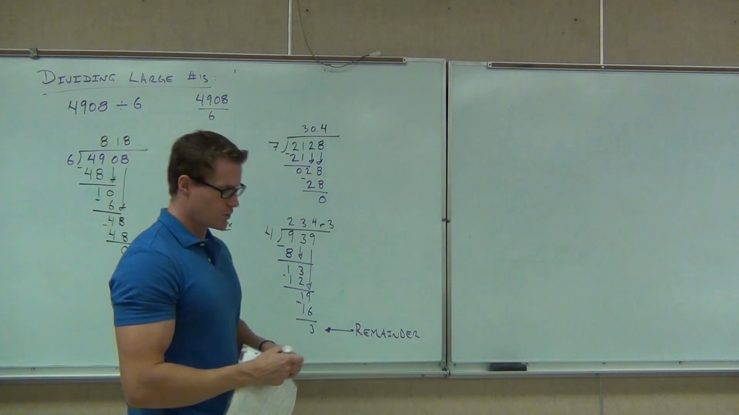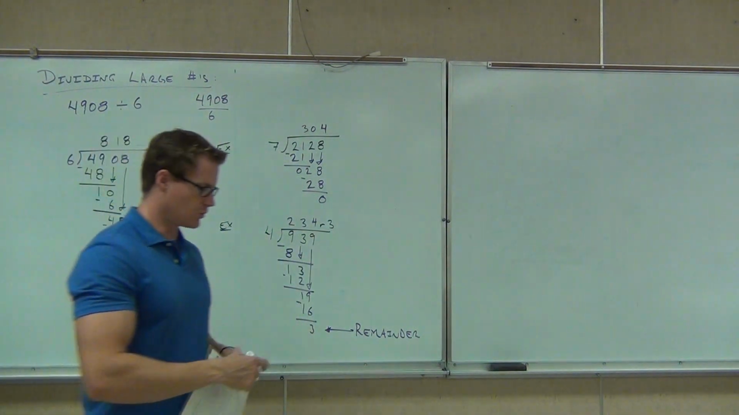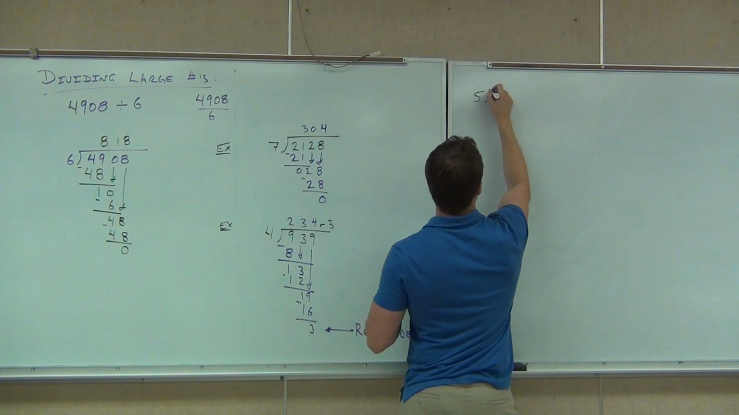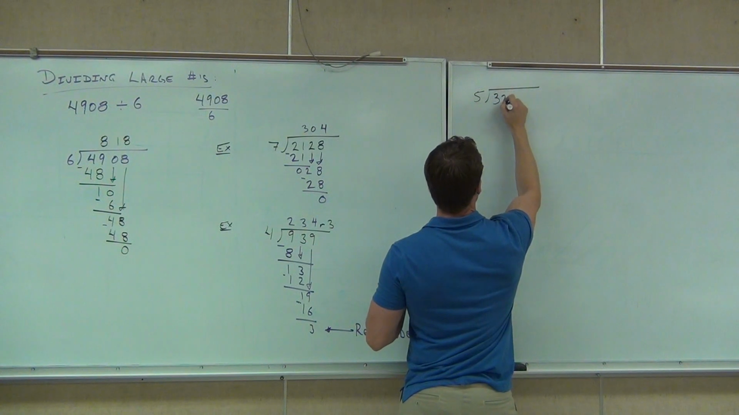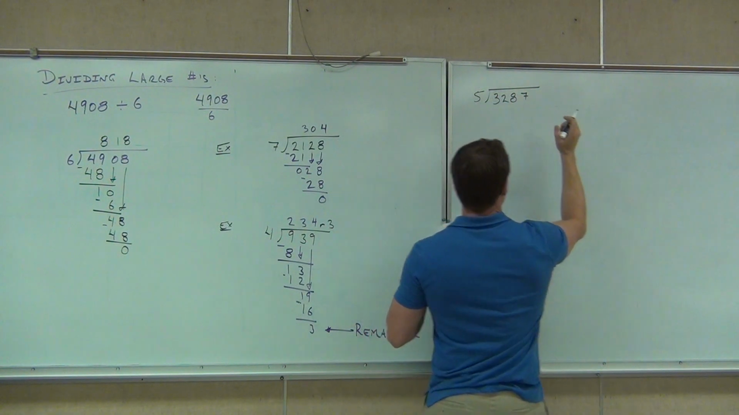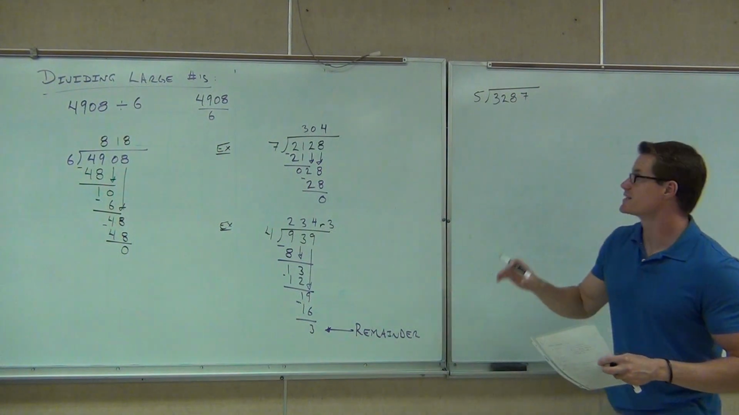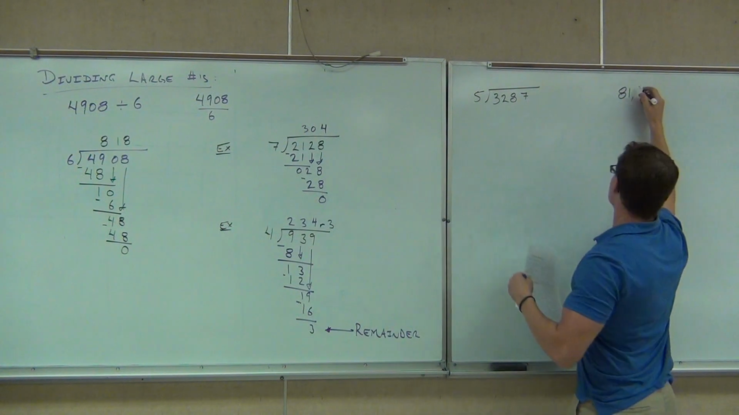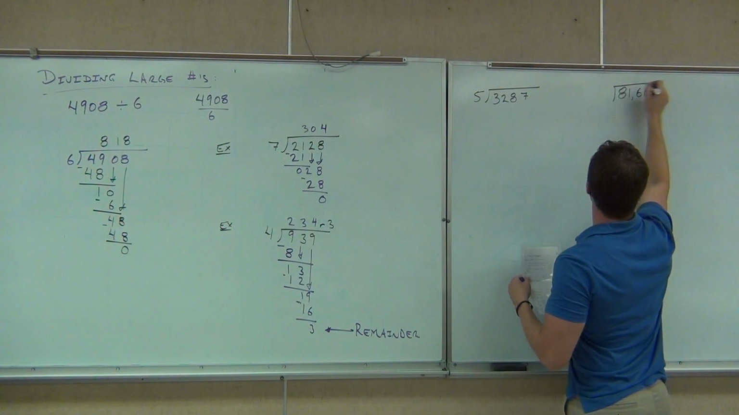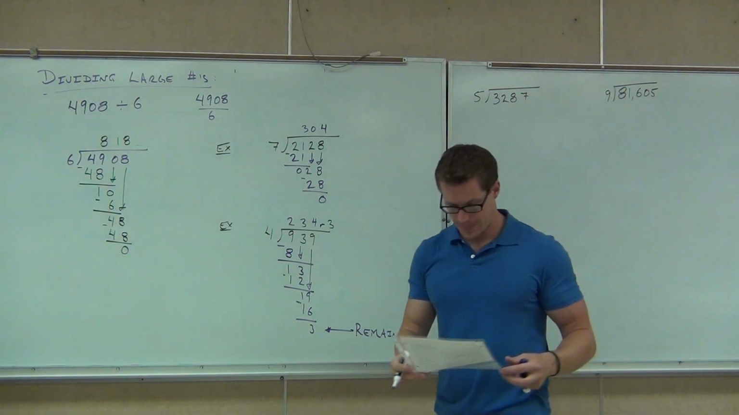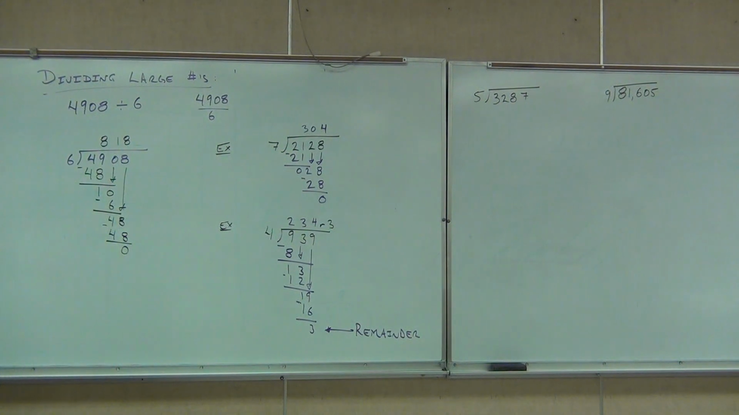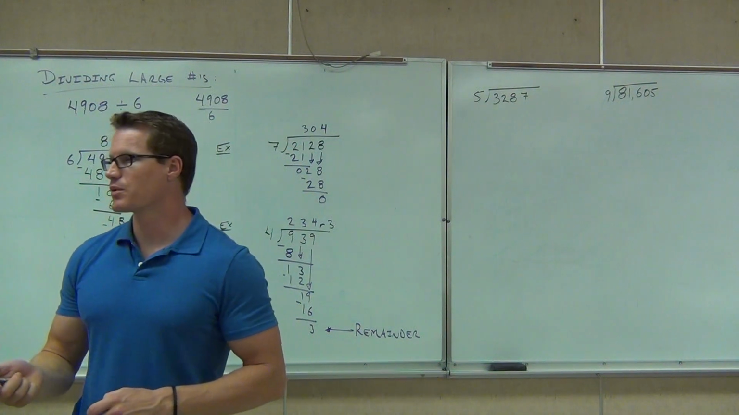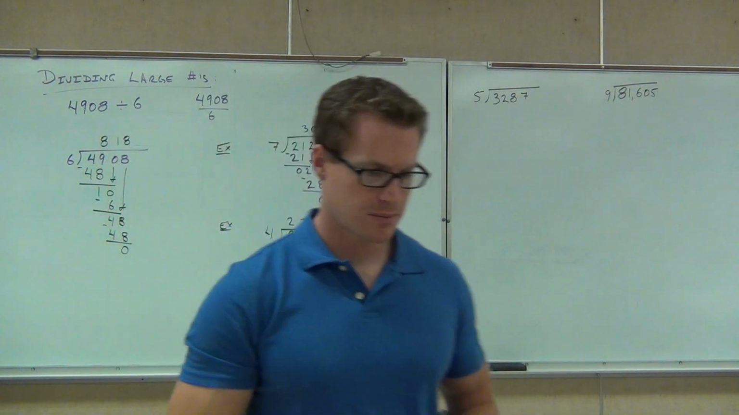Okay, I'd like you to try a couple on your own, then move on to a little bit of estimation, and we'll wrap up our section here real quick. So 5 into 3,287, let's do that one, and let's do 81,605 divided by 9. Remember, I'll be walking around. If you need help on this division, maybe you forgot how to do it, or it never really made sense to you, let me know and I'll try to help you right now, okay? Take some time and do those problems.